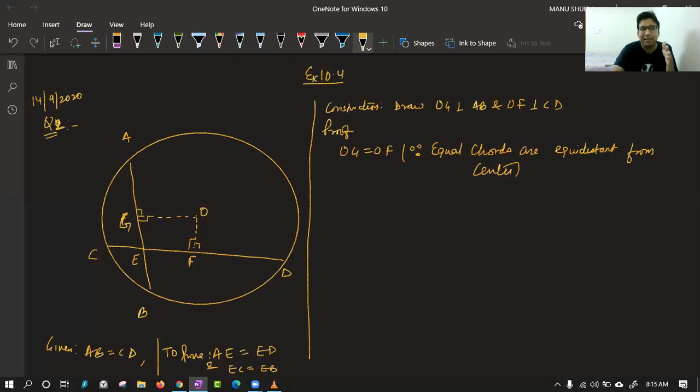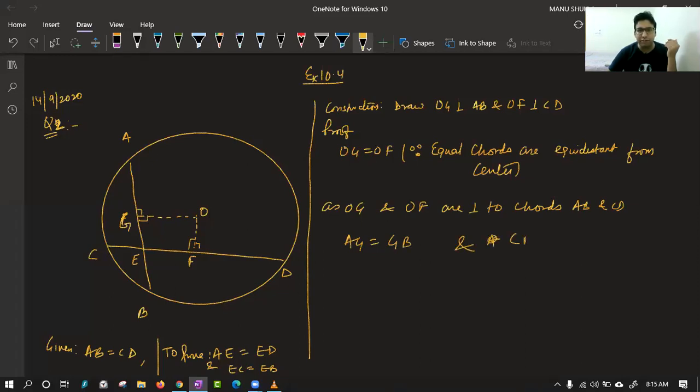Right now you can say that OG is perpendicular from center to the chord. That means it will bisect the chord. So you can say as OG and OF are perpendicular to chords AB and CD. What we can say right now is this AG is equal to GB and CF is equal to FD.